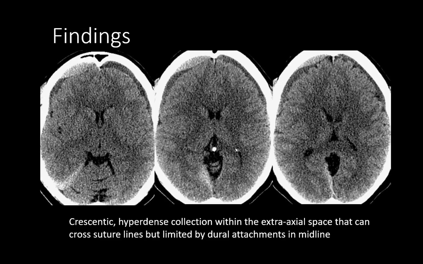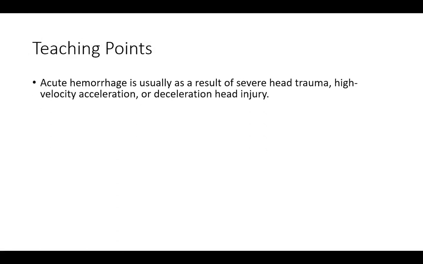In these images we can see there is a crescent hyperdense collection in the extraaxial space that crosses the suture lines but is limited by dural attachment. This is a case of acute subdural hematoma. These are some teaching points.